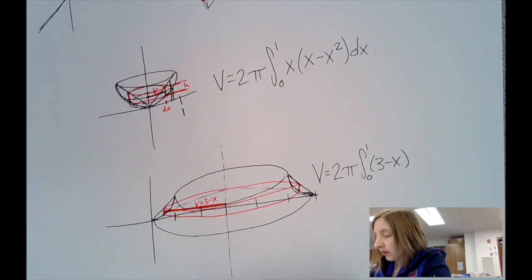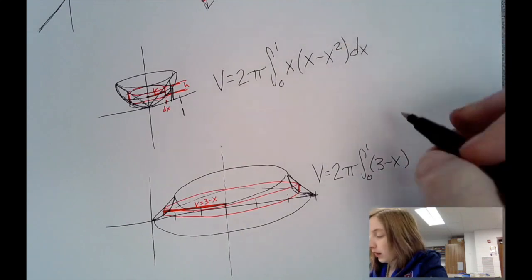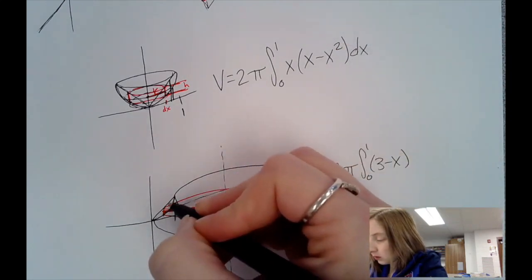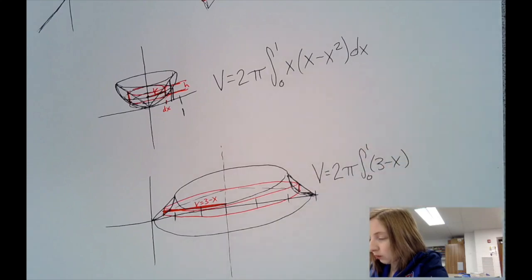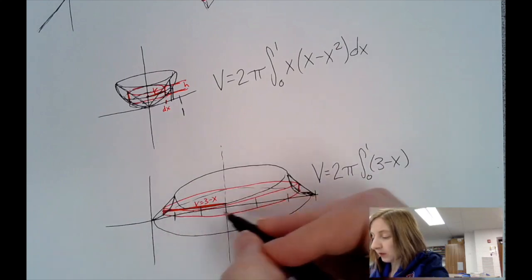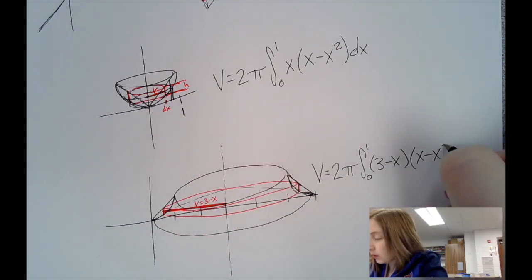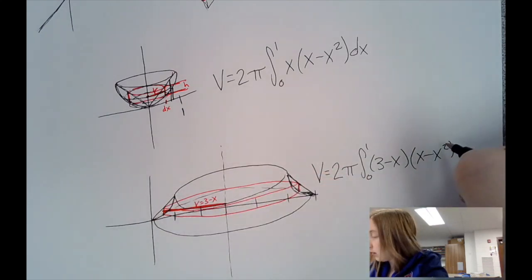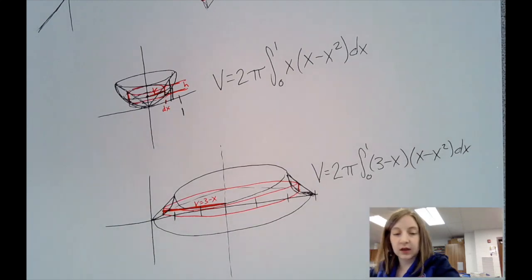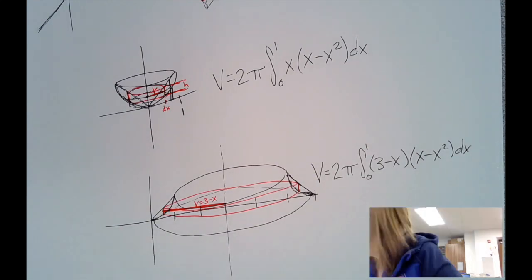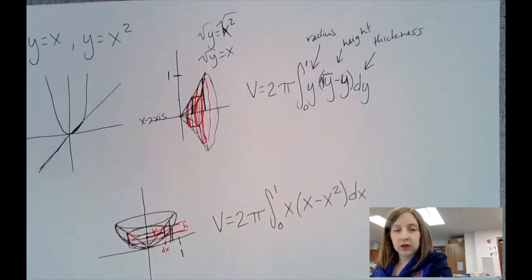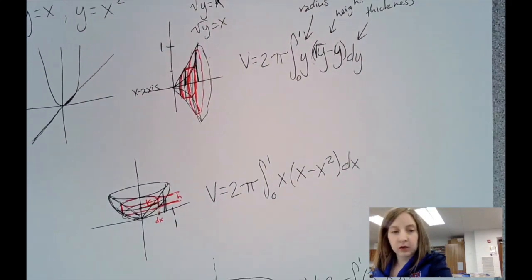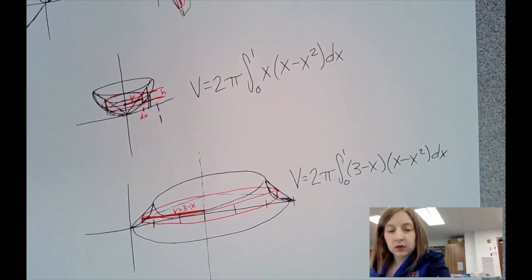Now I want the height of my cylinders. My height on this one is going to be the exact same as the last one. I have the same two curves. My cylinders' heights are based off the same two curves in the same way. My cylinders are way wider and my radii are a lot bigger, but the heights of all my cylinders are the same. x minus x squared: the curve farthest away from the x-axis minus the curve closest to the x-axis. And again, dx.